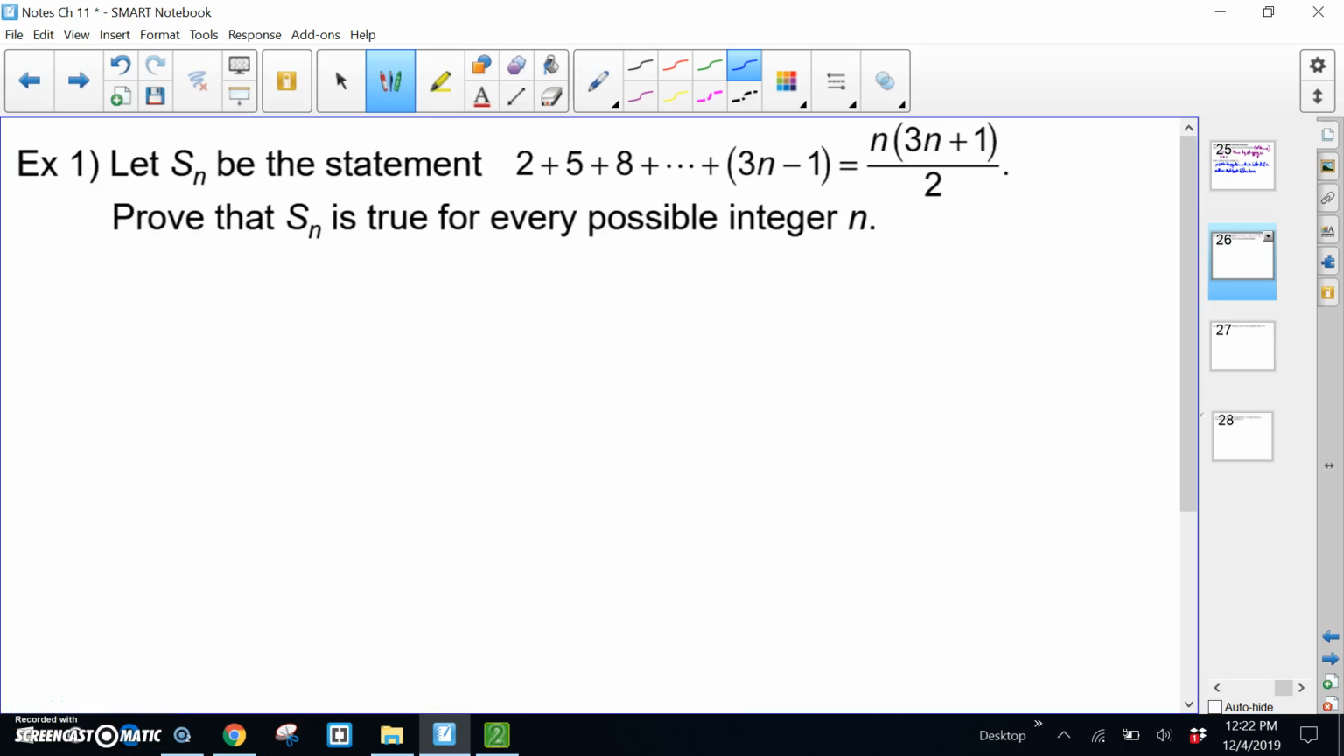Example 1, let Sn be the statement 2 plus 5 plus 8 plus ... plus 3n minus 1 equals n times 3n plus 1 over 2. Prove that Sn is true for every, I think that's supposed to say, positive integer n. All right? So we're proving that that's always true. You've got 2 steps. Start with step 1.